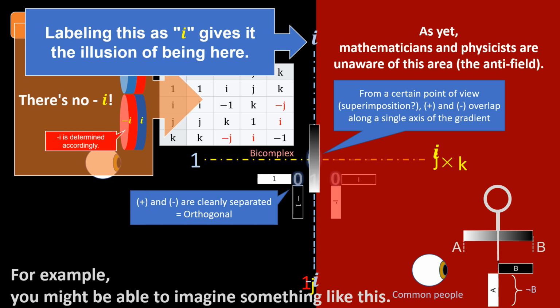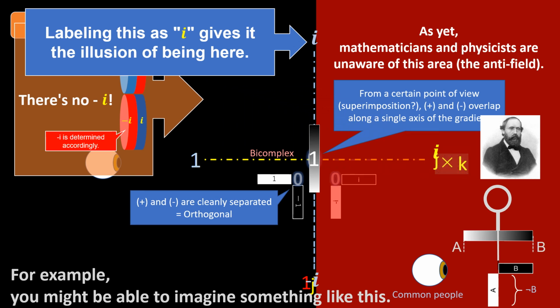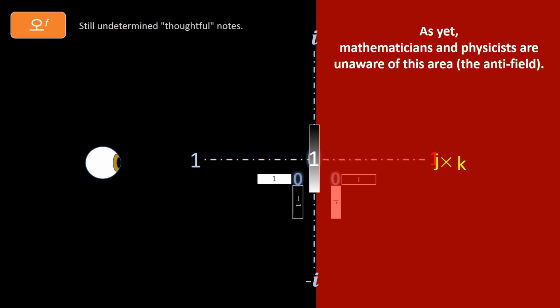However, humans cannot naturally perceive this mechanism consciously, so why not imagine the anti-field? Conversely, it may be possible to reproduce the emergence of consciousness mechanically by constructing the anti-field with this orthogonal model using bicomplex numbers. As yet, mathematicians and physicists are unaware of this area, the anti-field.